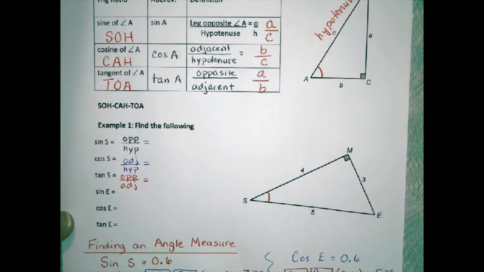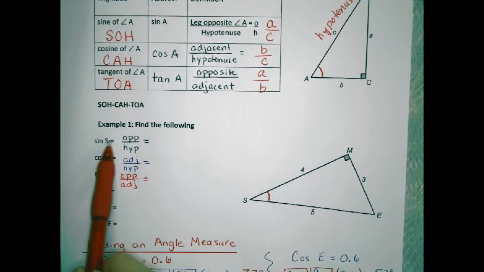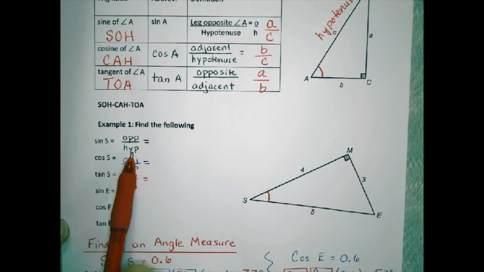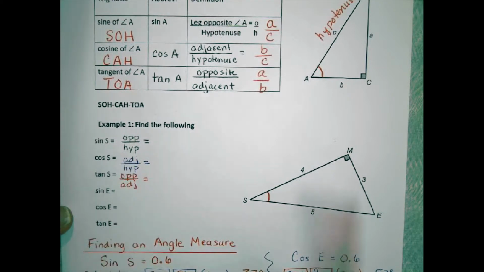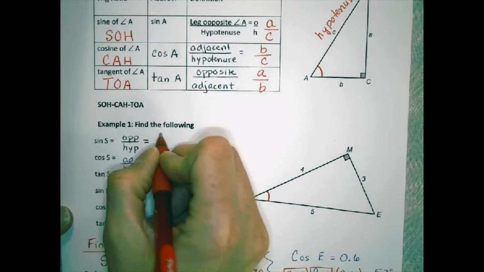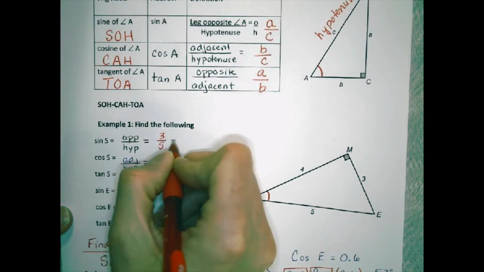So in this particular example, I want to find out about angle S. So I'm going to use sine is opposite over hypotenuse, which in this case means the opposite leg is 3 over the hypotenuse of 5. So 3/5 equals 0.6.